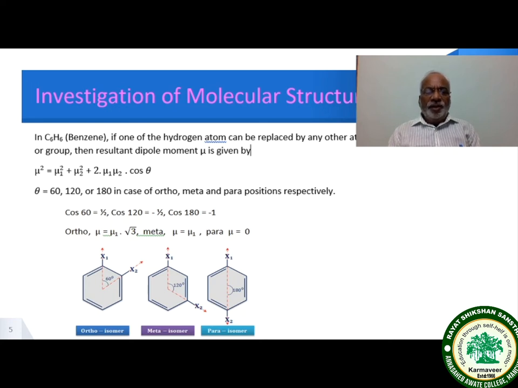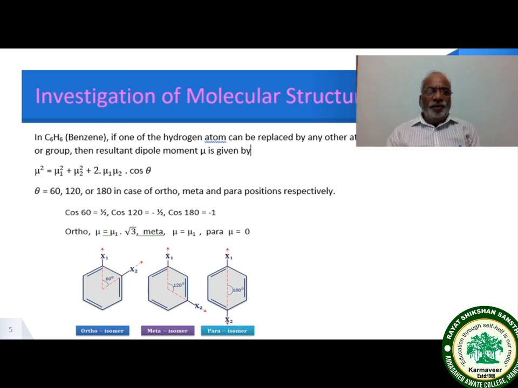It itself indicates that in a disubstituted benzene derivative in which both groups are identical, the resultant dipole moment is 0 for the para position, while in the case of ortho and meta positions, it is non-zero in nature. The magnitude of the resultant dipole moment itself indicates whether it is ortho in its position or meta in its position.